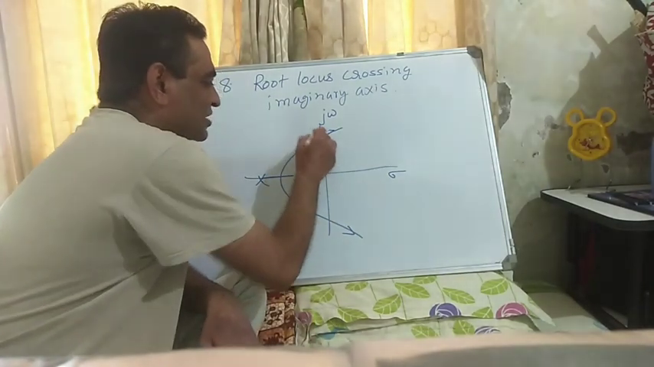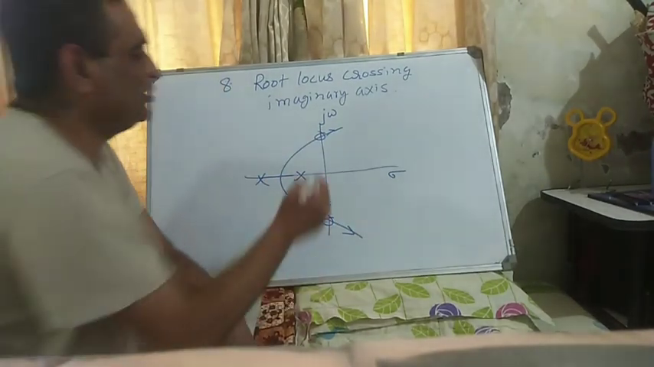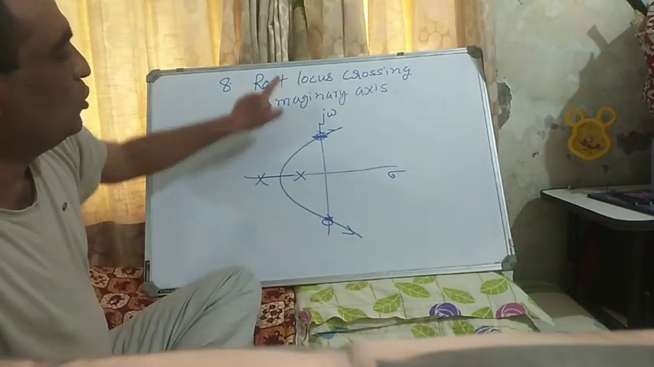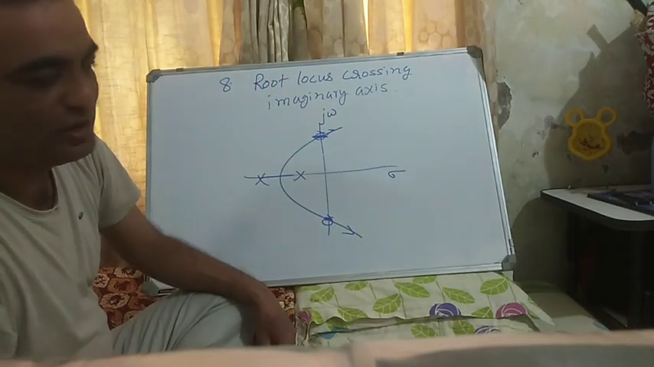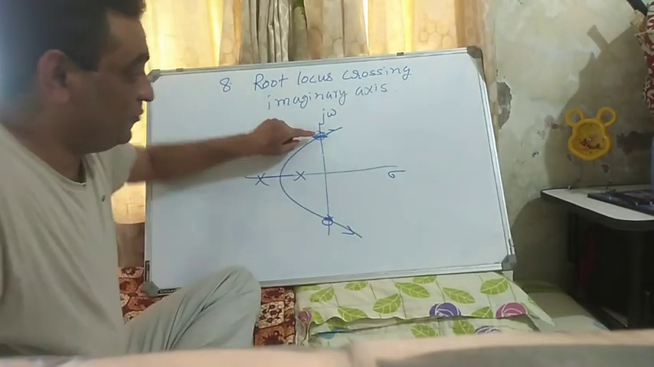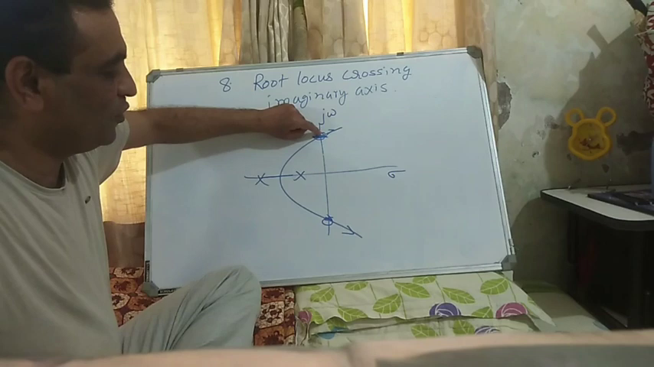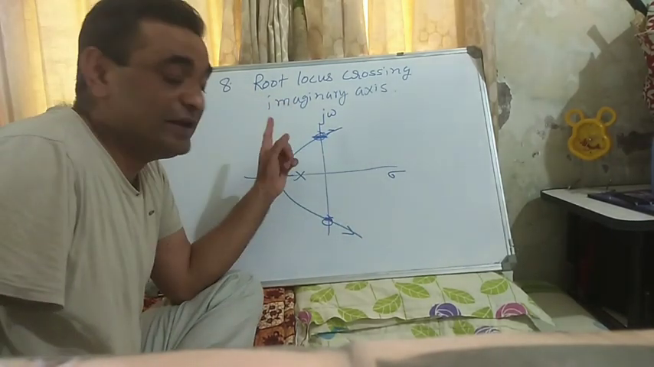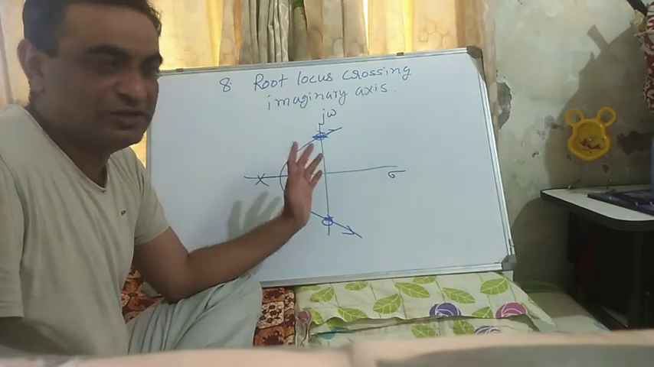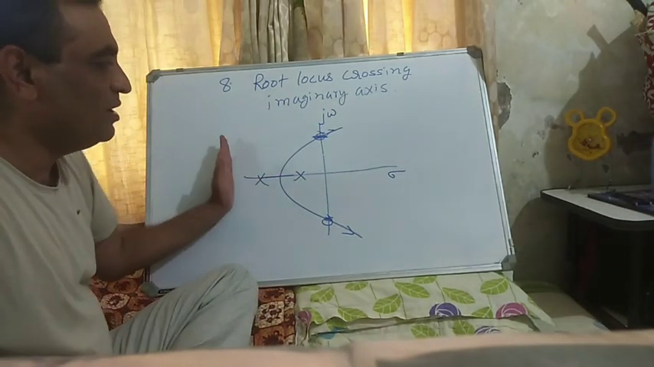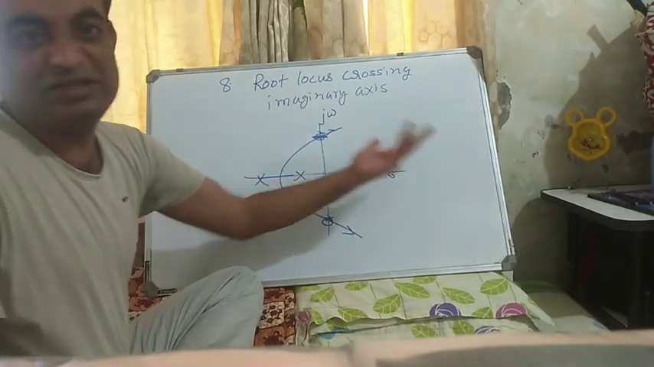So where can it cross the j omega axis? I need to find this point or this point. This is known as the root locus crossing the imaginary axis. There would be a particular value of k for which the root locus crosses the imaginary axis. This is very important as far as stability is concerned, because for this value of k the root locus is stable, and beyond this value of k it is unstable.